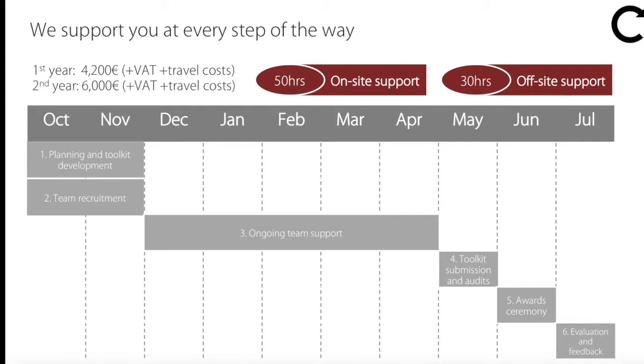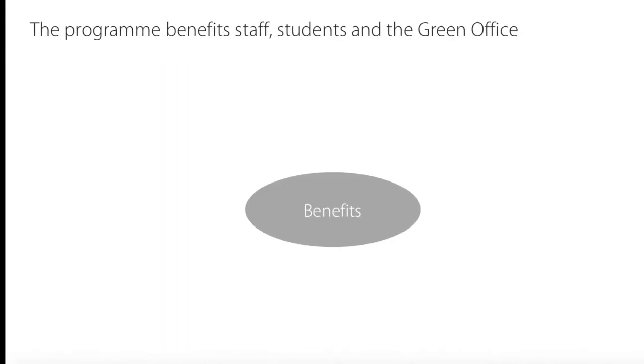Wow, that seems a very long time away. And throughout, as already mentioned, we're going to be there to support you at every step of the way. And we're going to provide approximately 50 hours on-site support and 30 hours off-site support. And in the first year, Green Impact costs around €4,200 plus VAT plus traveling costs. And then in the second year, it will be a bit more. So in the first year, we provide a 30% reduction of the fees. And we're going to help you to deliver the Green Impact program.